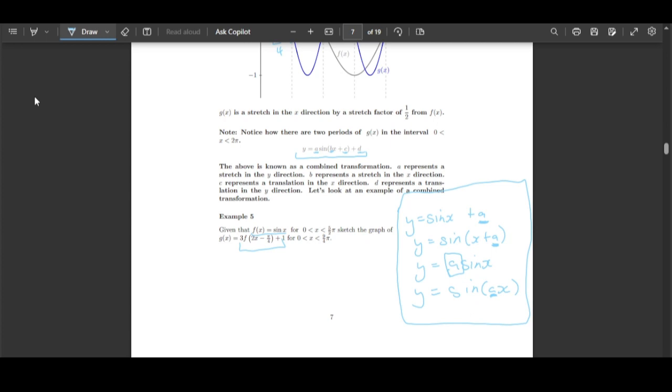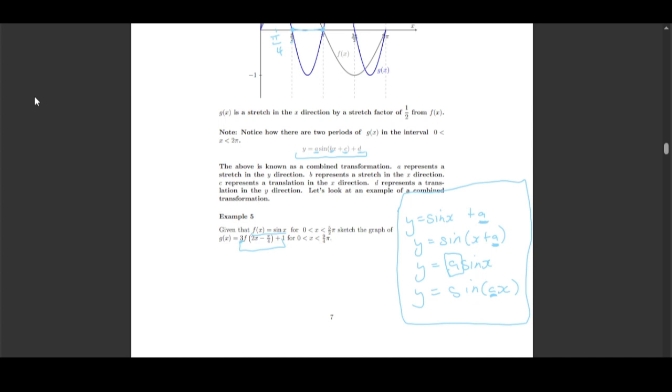So let's start with this 3 over here. This 3, we said, represents a stretch in the y direction. So we've got a stretch in the y direction by a stretch vector of 3. Then this 2 over here represents a stretch in the x direction by, remember we said for the x we're going to take the reciprocal, so the reciprocal of 2 is 1 over 2.